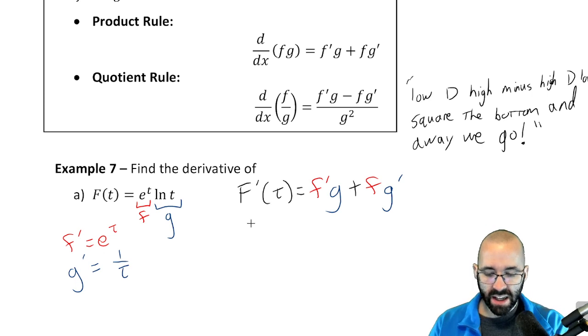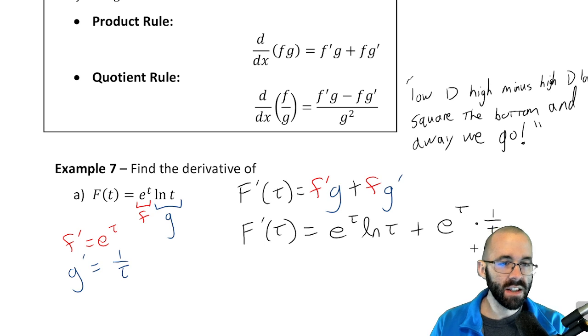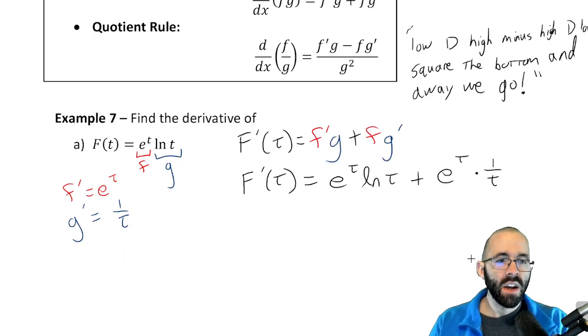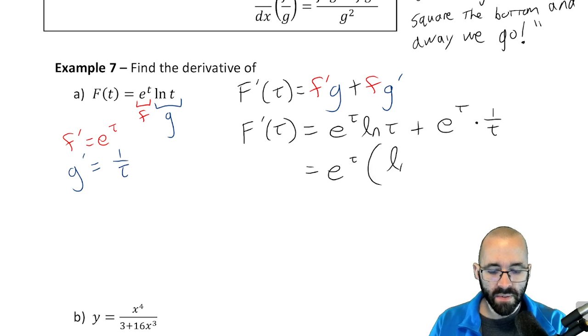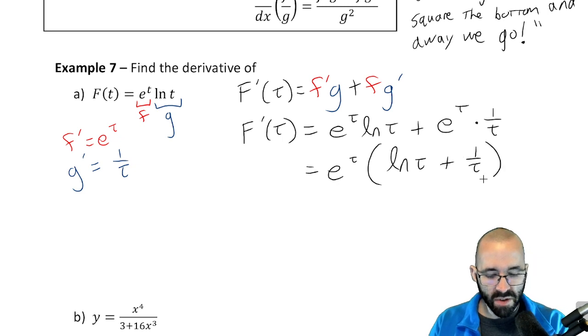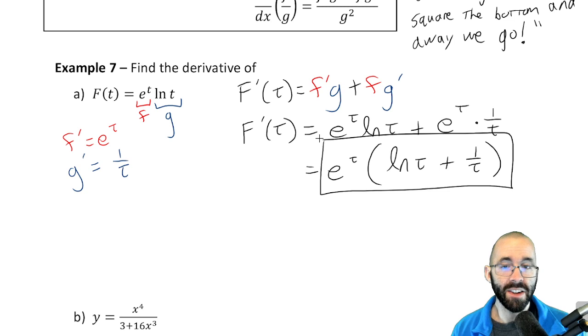And now we just plug everything in. F prime of t is f prime, which is e to the t, times g, which was natural log of t, plus f, which was e to the t, times g prime, which was 1 over t like so. We can clean things up a little bit by factoring out an e to the t from both of them. And we're left with the natural log of t plus 1 over t. And there's no more simplifying that can be done. That's the derivative, and that's how we can use the product rule.